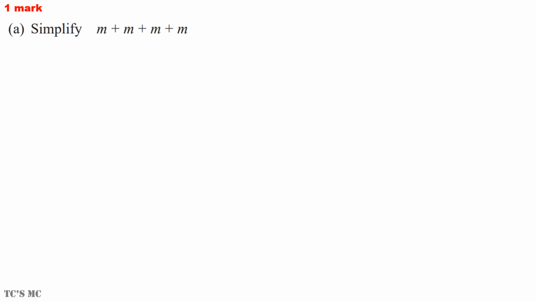Simplify this expression. We have 1, 2, 3, 4 lots of m. 4 lots of m means 4m. And that is our 1 mark answer. Simplify 12p divided by 4. 12 divided by 4 is 3, so the answer for 1 mark is 3p.